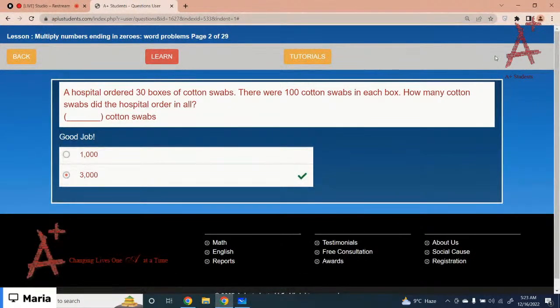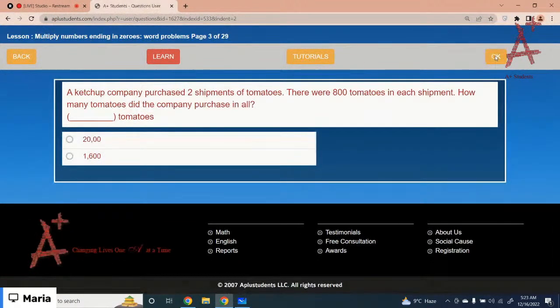So select the correct option and click on the OK button. A ketchup company purchased 2 shipments of tomatoes. There were 800 tomatoes in each shipment. How many tomatoes did the company purchase in all? Got it? You have to do 800 times 2.